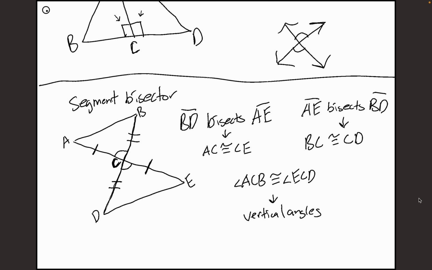Now, when I look at these two triangles, I have two sides and an angle, so what triangle congruence can we say for these two? Side, angle, side. We have side, angle, side. Do we have questions about this?